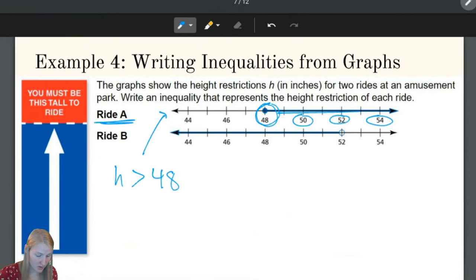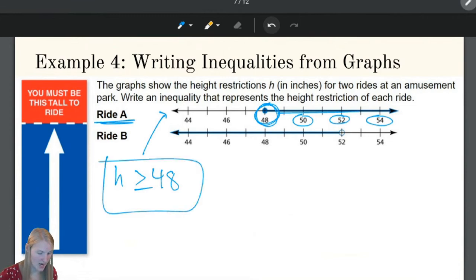Now, don't forget that we need to look very closely at that circle. And that circle right here is closed. It's colored in, which means that this is greater than or equal to. So, you must be 48 inches exactly or bigger than 48 inches. You cannot be shorter than 48 inches. There's 12 inches in a foot, so 48 inches divided by 12 is 4 feet. So you have to be at least 4 feet tall, exactly, to ride this ride.